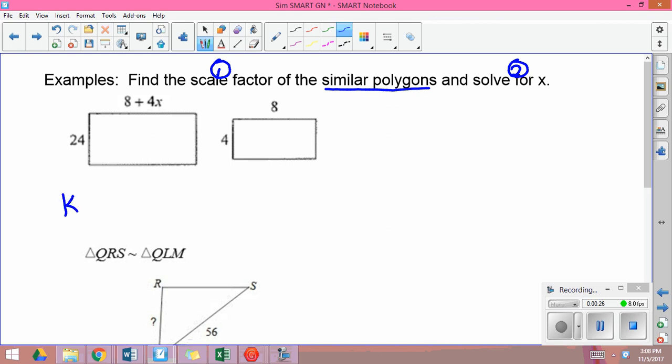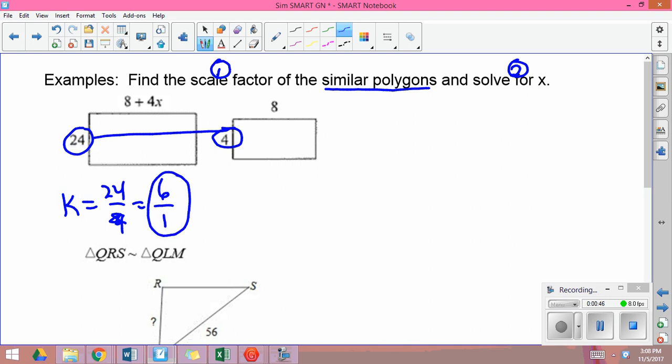So scale factor is a matter of finding two corresponding sides. Now this one doesn't say right to left, small to large, so I can set up the scale factor however I want. So I can say 24 over 4. I can reduce that to 6 over 1. That is my scale factor. So that's my first part of the problem.